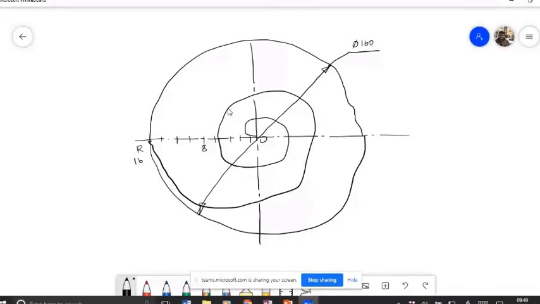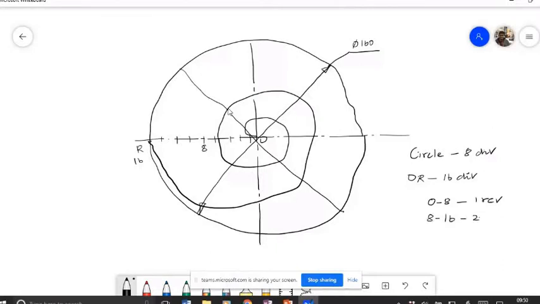Is that clear? Yes, sir. So the circle has 8 divisions, and the over line has 16 divisions. In the over line, from 0 to 8, it will complete one revolution, and from 8 to 16, it will complete the second revolution. Okay, so that's how it needs to be drawn.